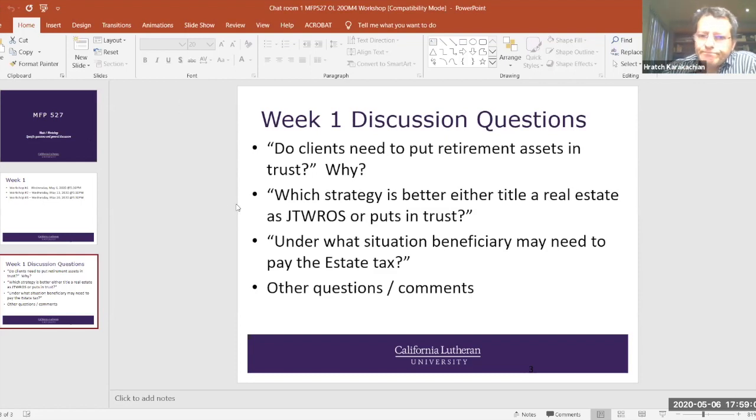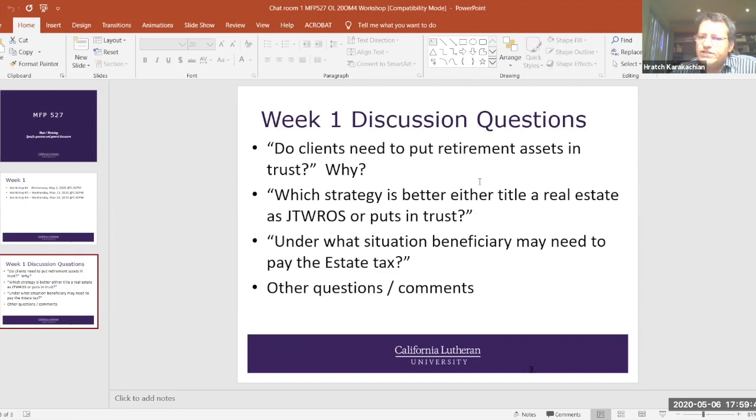So let's move on to the second bullet point in terms of titling real estate assets, whether as joint tenants with right of survivorship or putting them in a trust. There's more than these two titling types. One common in California is community property with right of survivorship. It's not mentioned here, but I'll discuss this shortly.